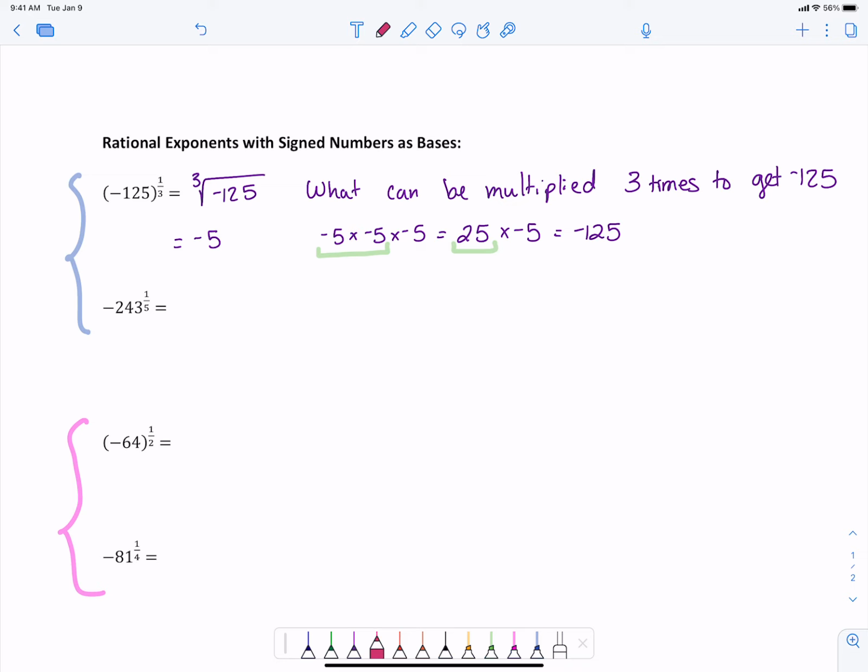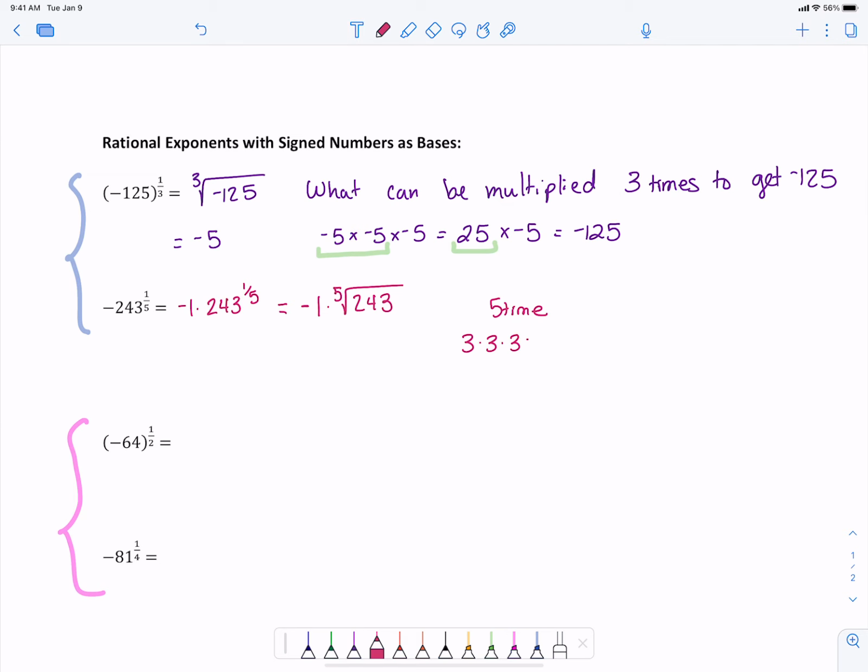And then we've got this one here without the parentheses. When there's no parentheses, what that really means is that we've got a -1 times 243 to the 1/5. So when it's not in parentheses, we need to do that negative after we take our root, which is not really a big deal. This just becomes -1 times the 5th root of 243. So we're looking for what number we multiply by itself 5 times to get 243. And in this case, it's going to be 3.